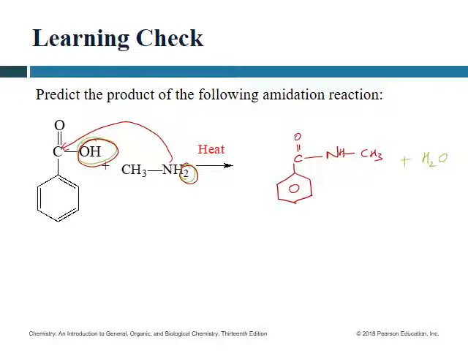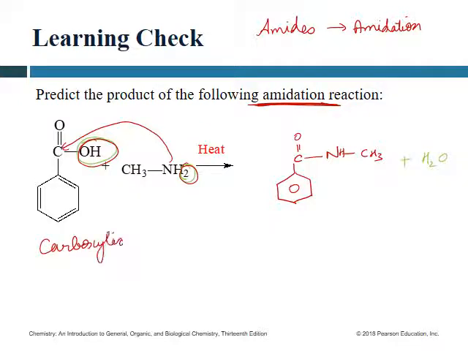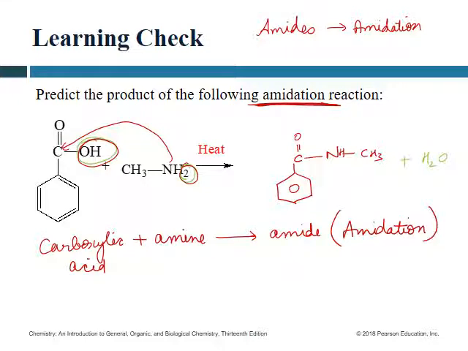Okay, one more thing, this reaction where we produce amides is called amidation. The reaction between carboxylic acid with amine to produce amide is called amidation. Okay, perfect. Now let's look at their naming.